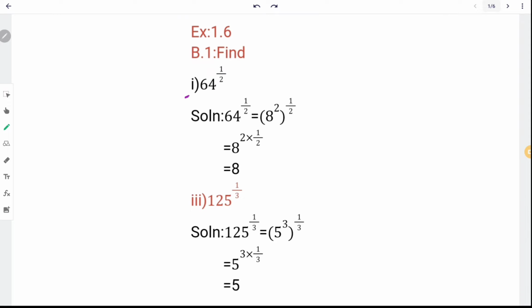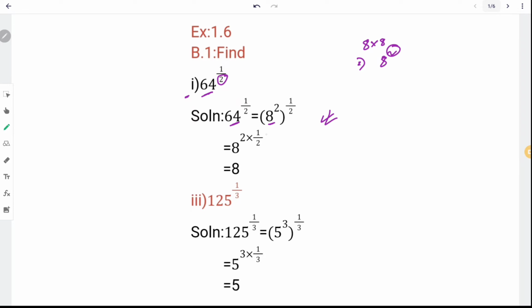So the base here, which is 64, we'll try to find it in terms of a square, okay? So 64, I can write it as 8 into 8, or it can be written as 8 square, right? So see, always try to look at the power's denominator and try to do the same thing with the base in terms of square, okay? So you can see what I've written, 64 to the power 1 by 2, right? So 64 can be written as 8 square, right?